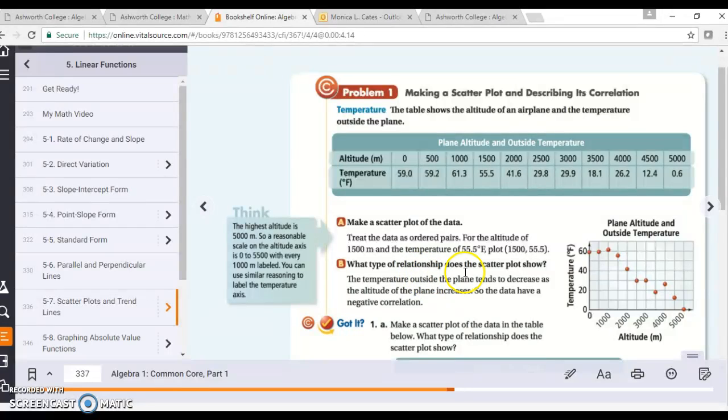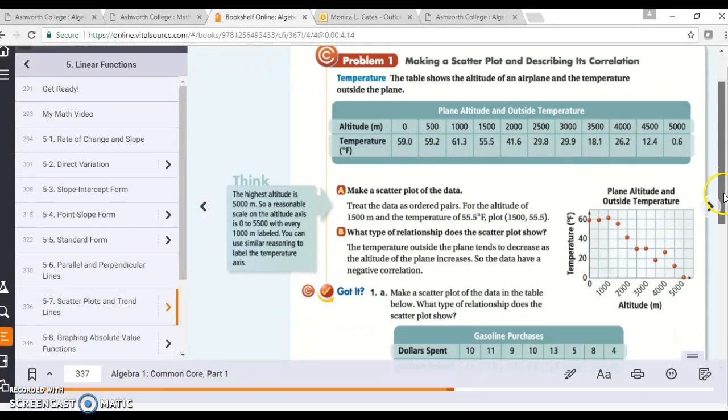It says, what type of relationship does the scatter plot show? The temperature outside the plane tends to decrease. As you can see, I have a negative correlation here. It's going down the hill, like I'm reading a book from left to right. It's going down the hill. So there's a negative correlation.